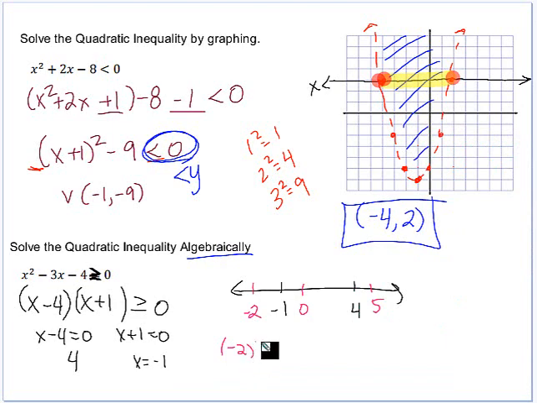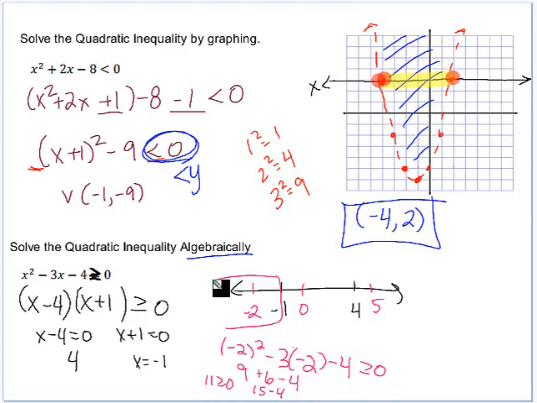So here we would take negative 2 squared minus 3 times negative 2 minus 4, and we're going to see if that is greater than or equal to 0. So this would be 9 plus 6 minus 4. 9 plus 6 is 15, minus 4 is 11. 11 is greater than or equal to 0, so we know that this section works. All right, when we plug in 0 here, we would get 0, 0, and just a minus 4. So negative 4 is greater than or equal to 0. That is not true, so we know that middle section does not work.